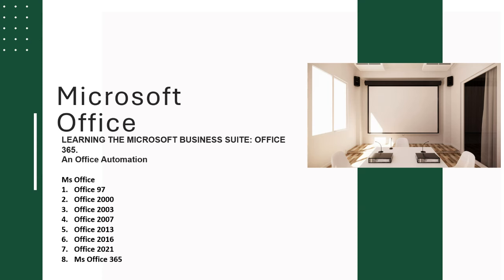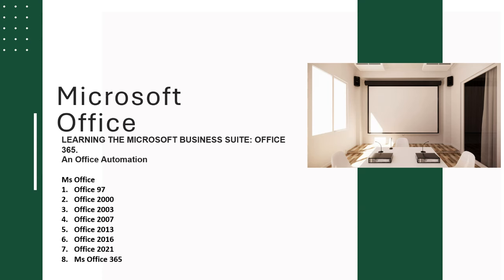But the moment they introduced Office 2007, they made drastic changes in the extension. Now the Word extension is .docx, the Excel extension is .xlsx, the PowerPoint extension is .pptx, and the MS Access extension is .accdb. Next, why did they put the X after .doc, after .xls, or after .ppt?